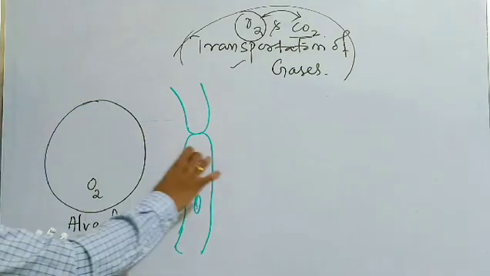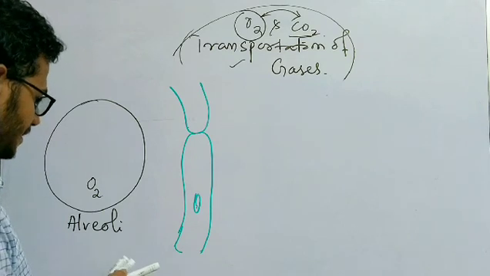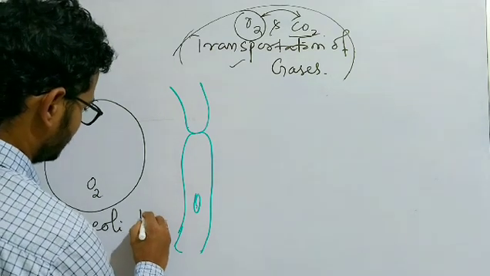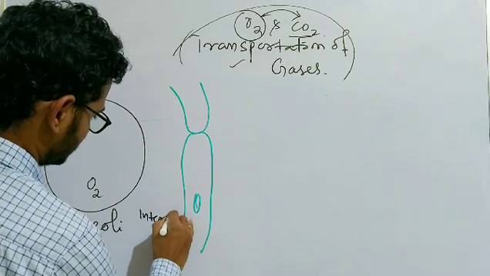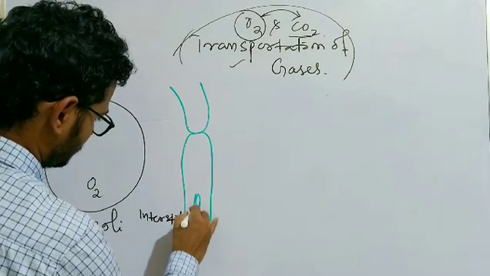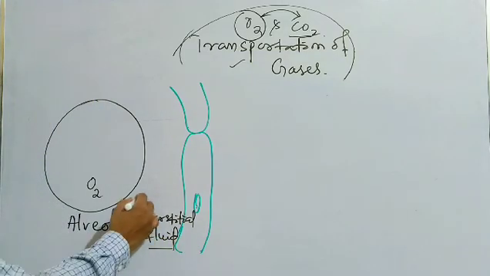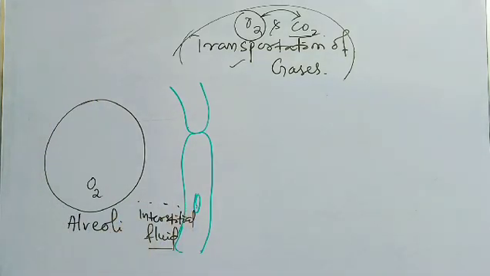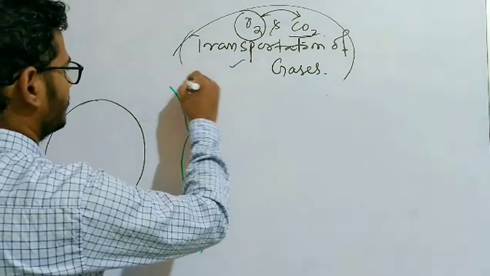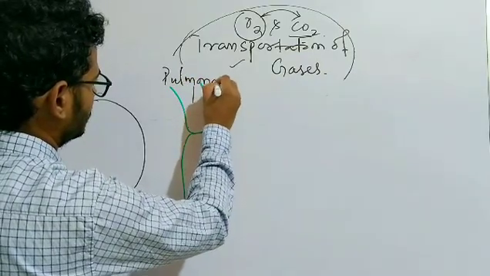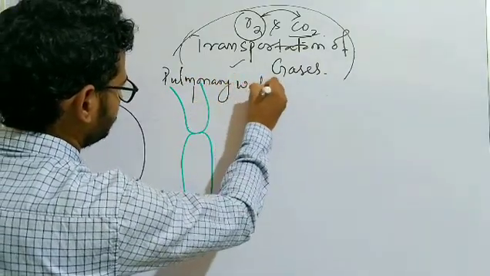Okay, so these are the cells of the pulmonary wall. Between the alveoli and the pulmonary wall, it is the interstitial fluid. So here interstitial fluid is there in this region. Okay, then pulmonary wall capillary. This one is the pulmonary wall.